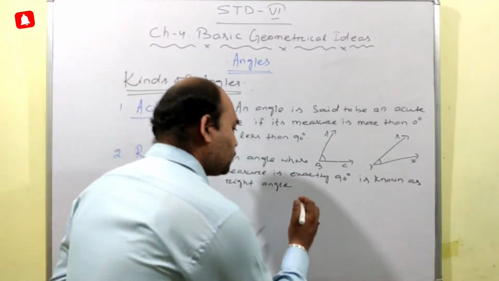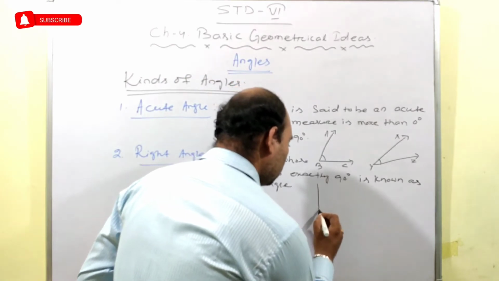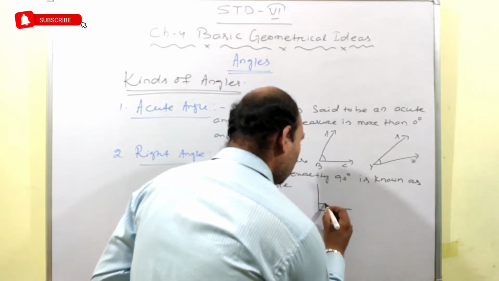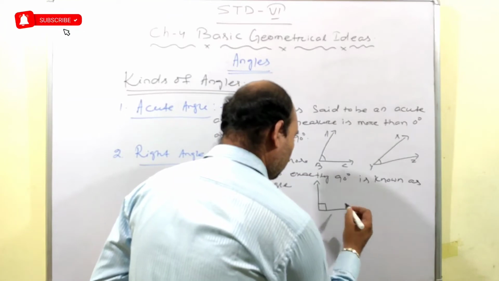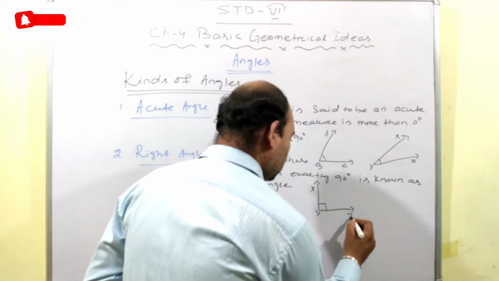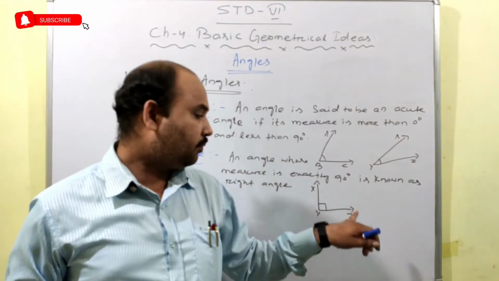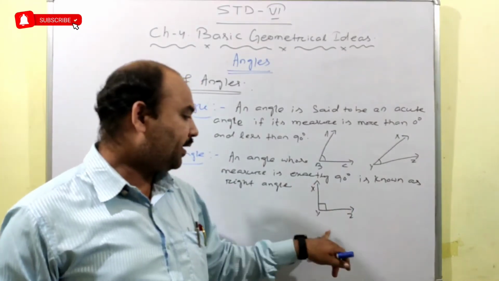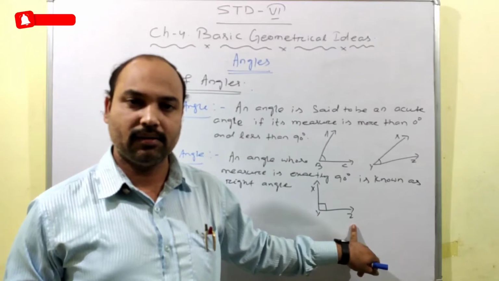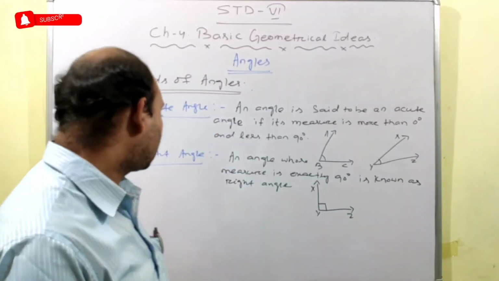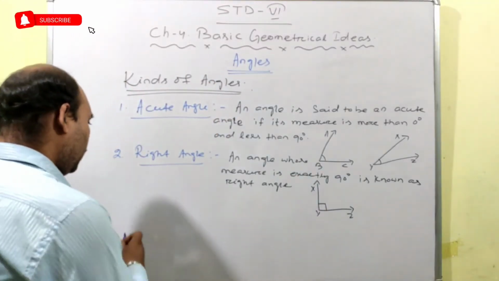Okay. Its figure looks like this. X, Y, Z. And at point Y, it forms 90 degrees. So XYZ is a right angle. Clear? Next, the third one, we'll see your obtuse angle.